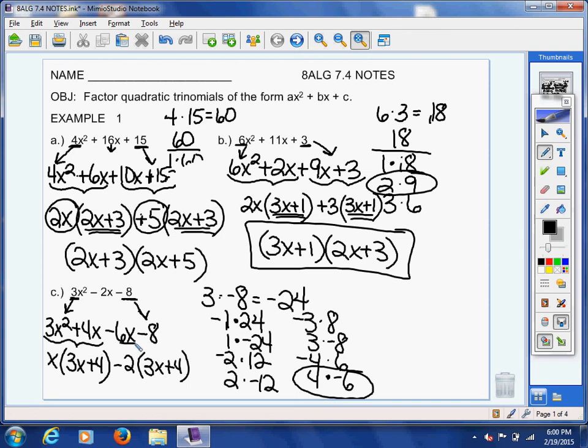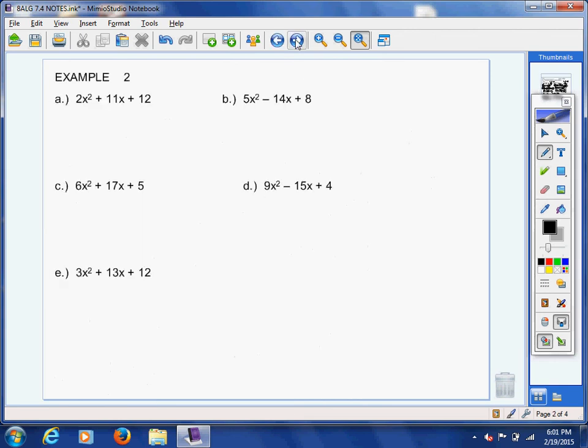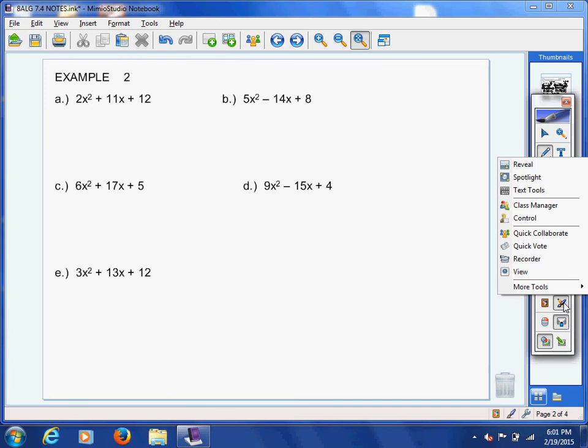Looky here, got the same exact quantity. There's my common binomial, and then what's left behind goes into its own quantity. And you just factored it. Great job. Okay, so bring your questions to class. We'll go over example 2 and figure it out in a little while.